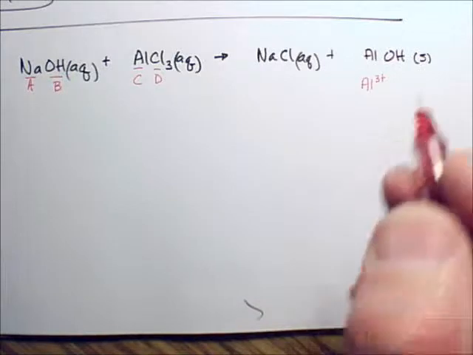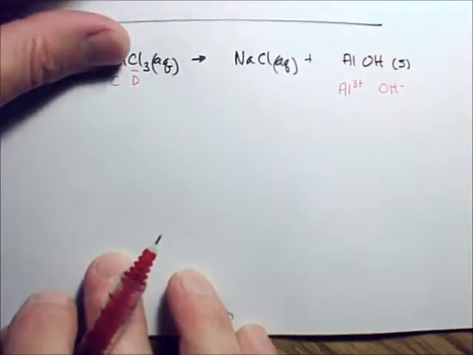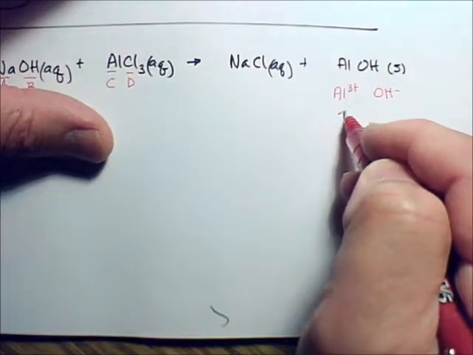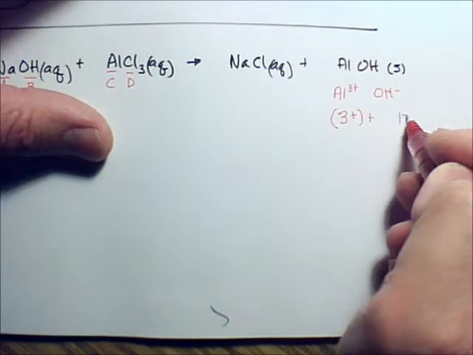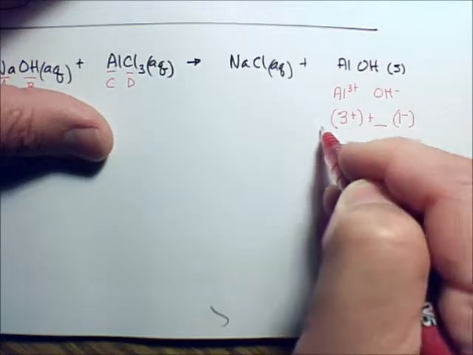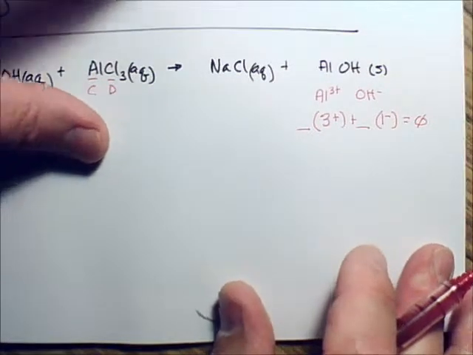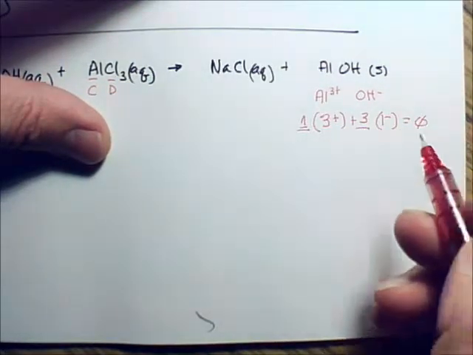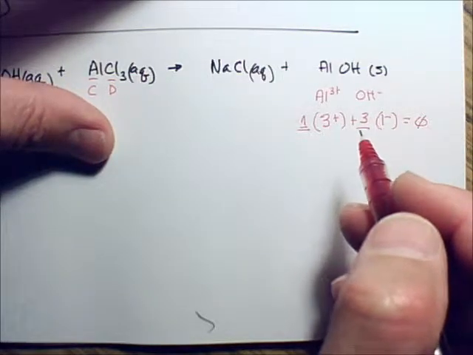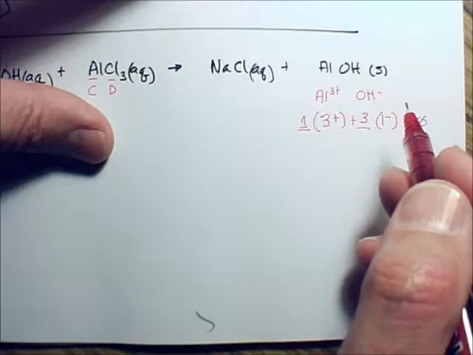So we're going to have a 3+ here, and we're adding that to a 1 negative. What coefficients can we put into this equation to give us a 0 overall? Yes, it's going to be a 1 and a 3. Well, it isn't always. You have to be careful about that. That's the first thing. But an awful lot of the time it is.